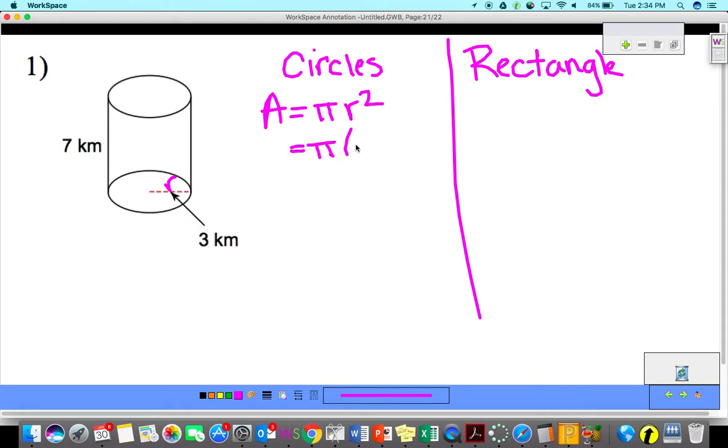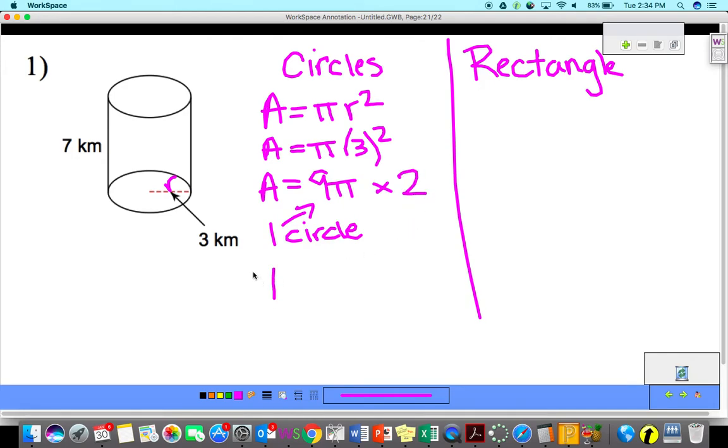So I'm going to go pi times 3 squared, and I'm going to keep all of my answers in terms of pi until the very end. That way I don't have to deal with as many messy decimals. So right now, this area represents one circle. There are two circles in this cylinder that I need to cover, so I'm going to need to multiply this by 2 to get my total circle area, which is going to be 18 pi. This leads to here. So I've got my circles covered.